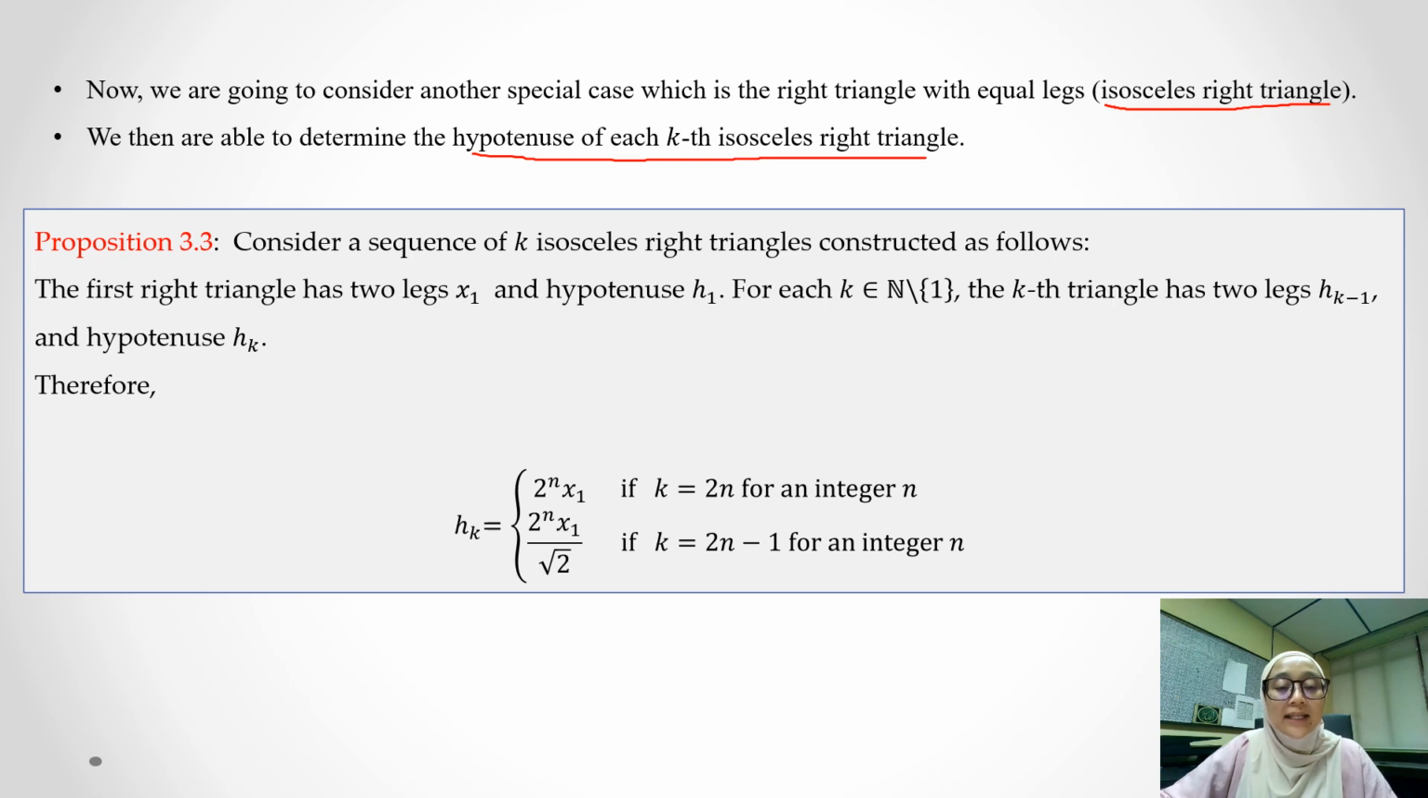It says that the length of the hypotenuse Hk depends on the value of k. If k is an even number, where k is equal to 2n for any integer n, then the value of Hk is given by 2 to the power of n times x1, where x1 is the length of the legs of the first triangle. Whenever k is an odd number, then the value of Hk is given by this value. And that's the end of our findings in this part. Thank you.